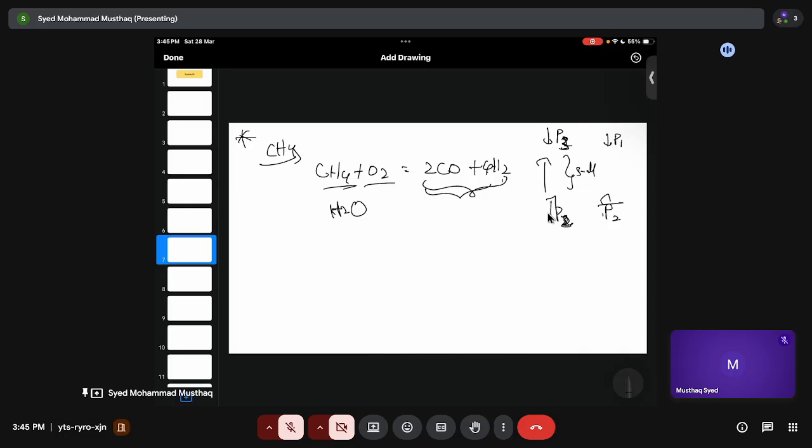Okay, so let's move on to the next topic. Let's move on to the alternate routes for the iron extraction, right? Now, alternate routes for iron making.